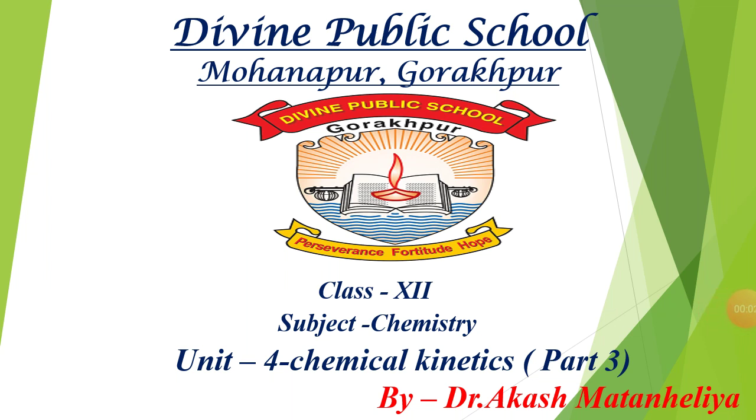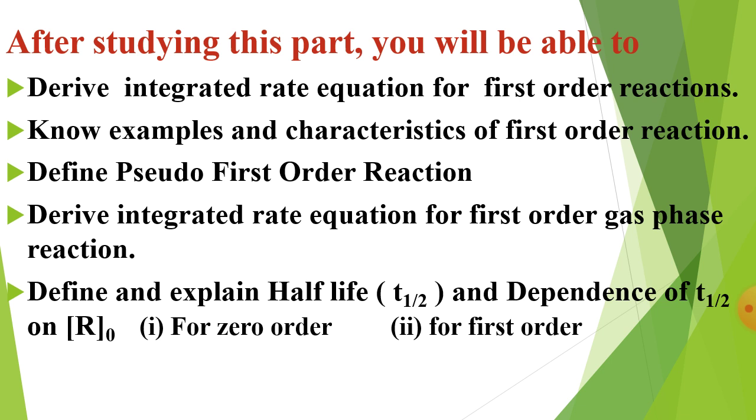Hello dear students. Today I will discuss part 3 of Unit 4 Chemical Kinetics. After studying this part, you will be able to derive the integrated rate equation for first order reaction. This is a very important topic of this chapter from the examination point of view.